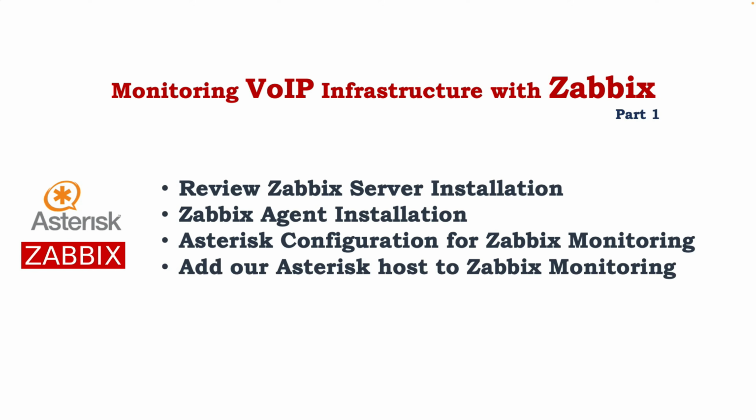And then the last step is that we are adding our Asterisk box when it is ready, because in the previous steps we have installed the Zabbix agent and we have configured our Asterisk. Then I will add my Asterisk host to my Zabbix monitoring system, and I will show you what are the steps in the Zabbix GUI to add your Asterisk systems.